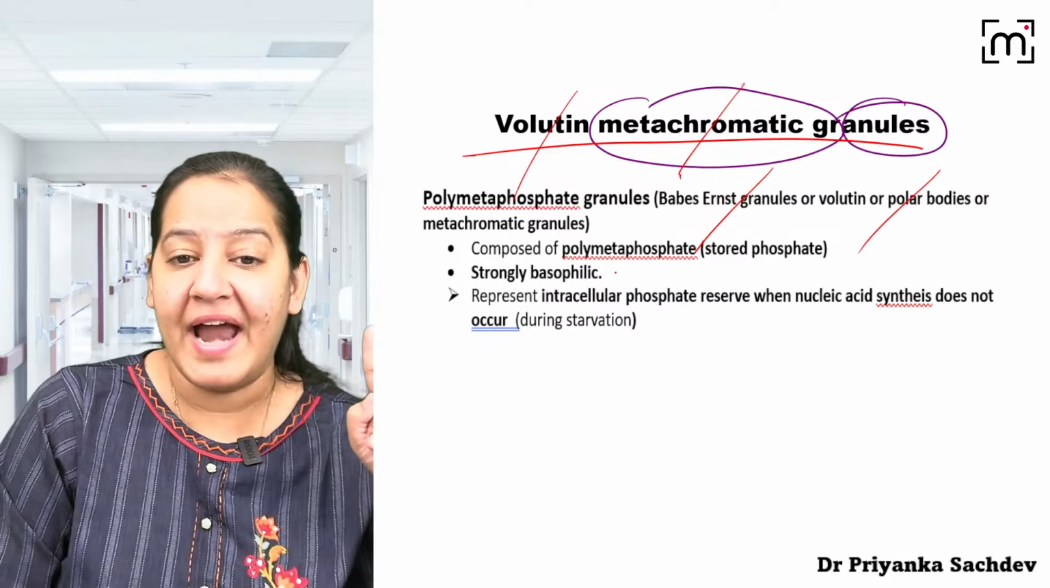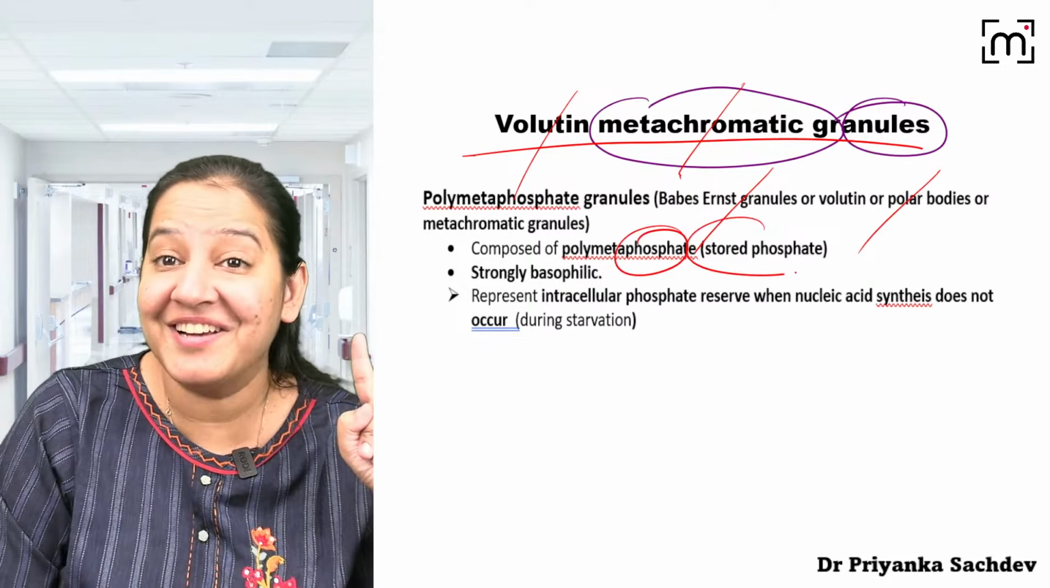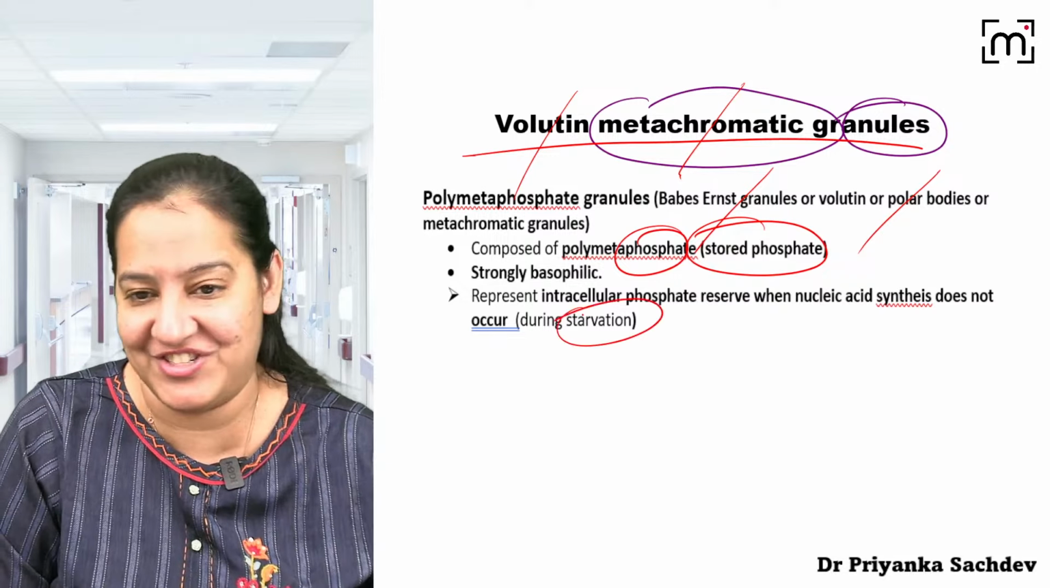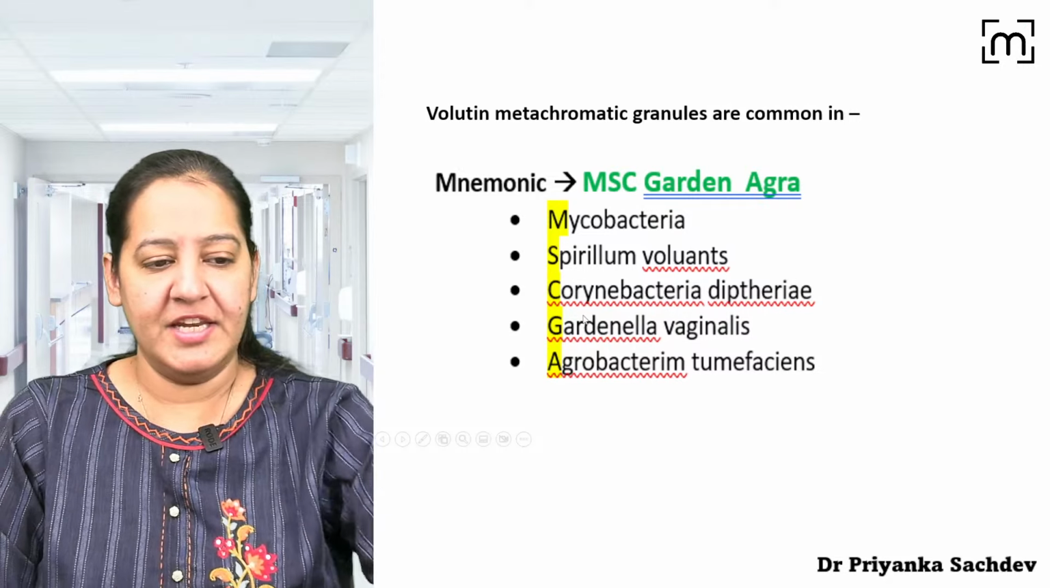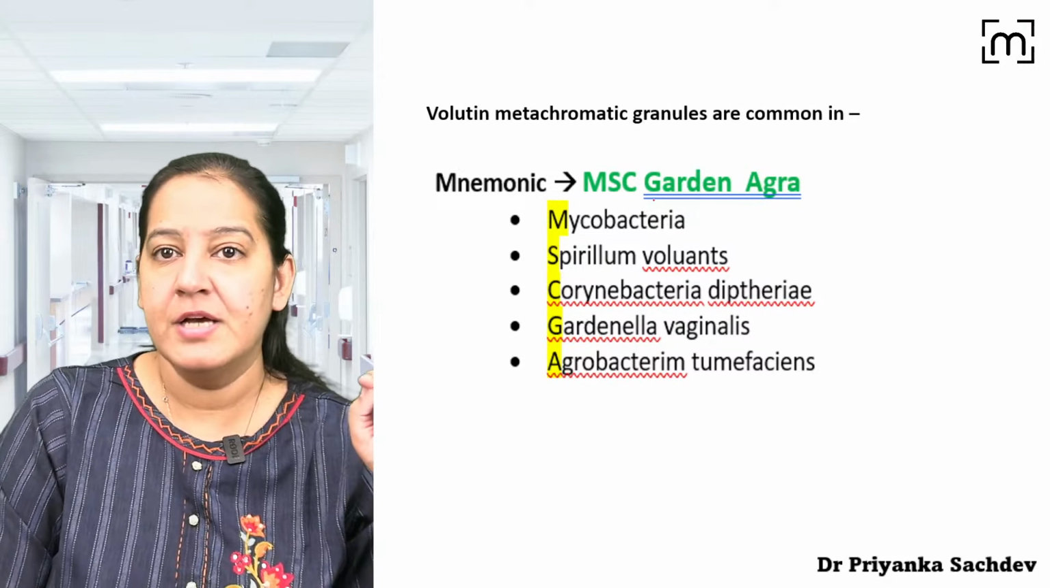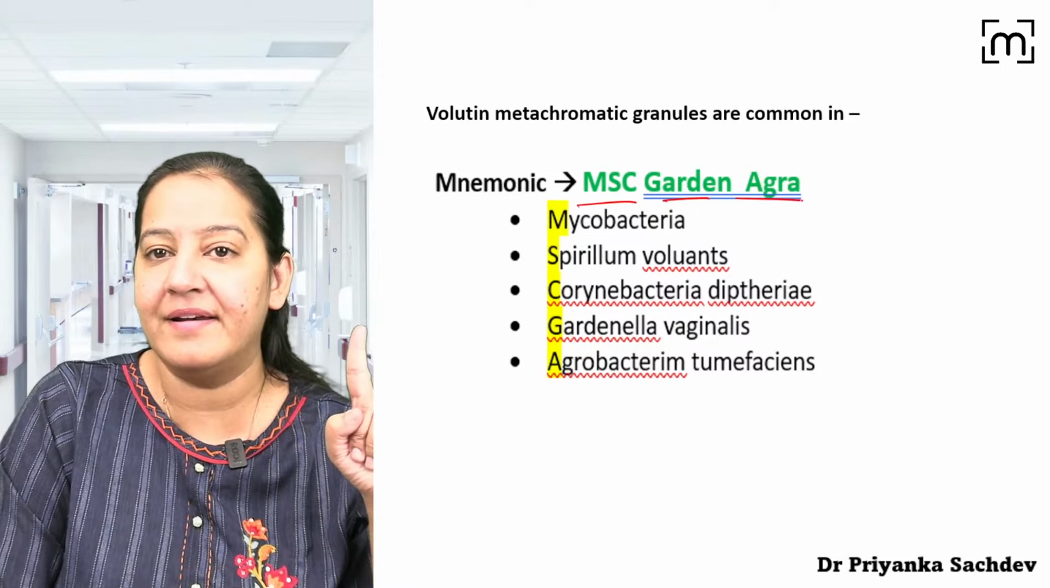Right, and they are made up of phosphate. They are the stored phosphate formed during starvation. Now these are the 5 bacteria in which they are present. You can see the names of the 5 bacteria in which they are present. So the mnemonic is MHC Garden Agra.